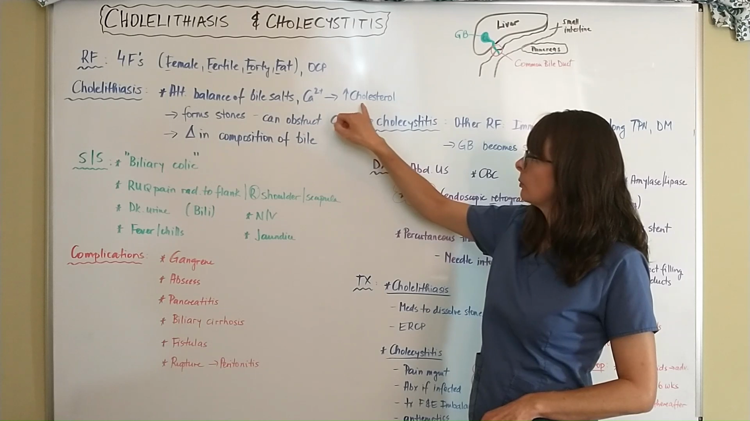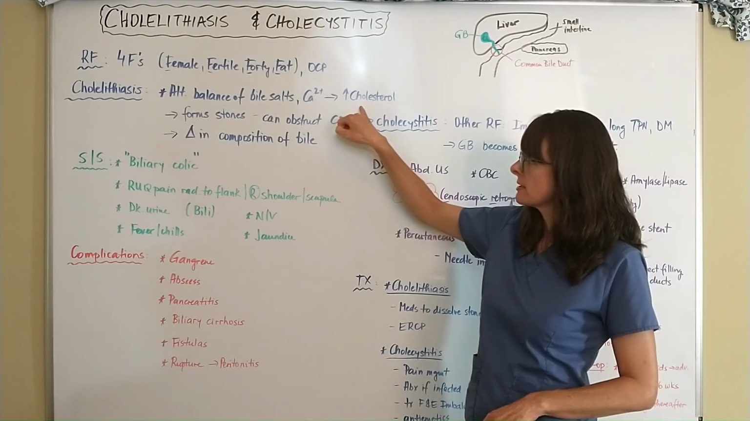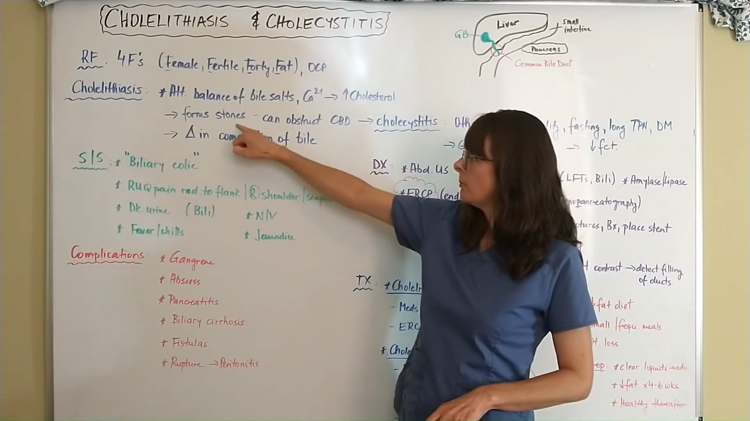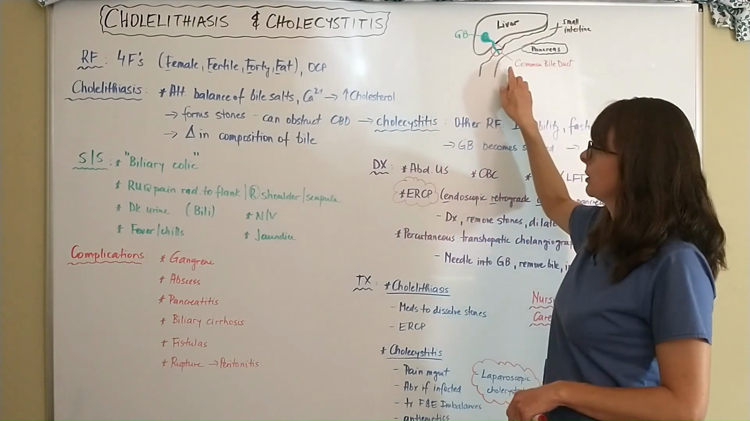In terms of the pathophysiology here, so to develop gallstones, there's an altered balance of bile salts and calcium, which leads to increased cholesterol in the system, and then that cholesterol forms stones in the gallbladder that then can obstruct this common bile duct over here.